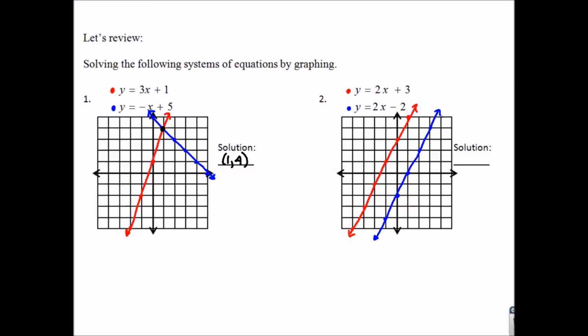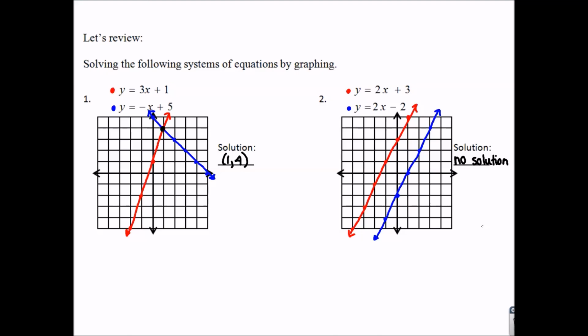So again, we're supposed to look and see where these two lines intersect, and that will be our solution. But they don't seem to intersect anywhere because they are parallel lines. That means we have no solution. So hopefully this helps you remember what you did in Algebra 1.